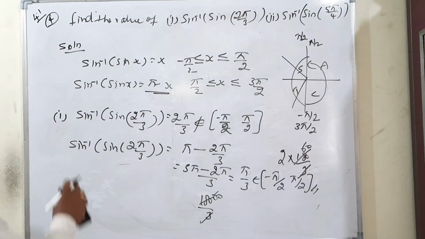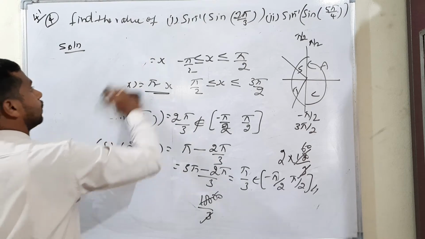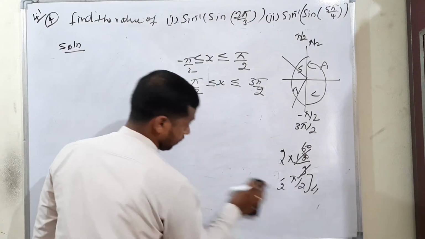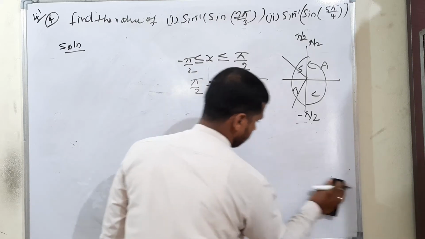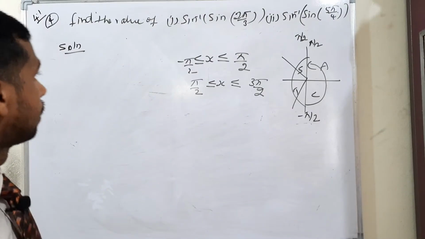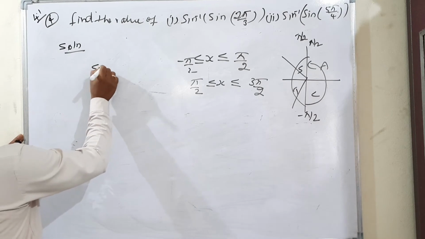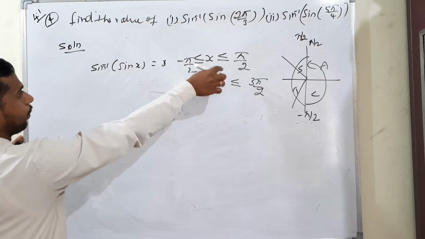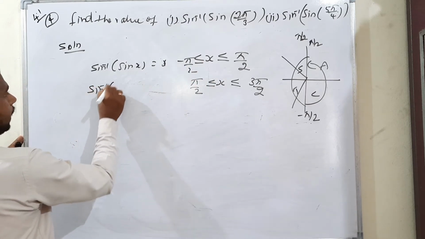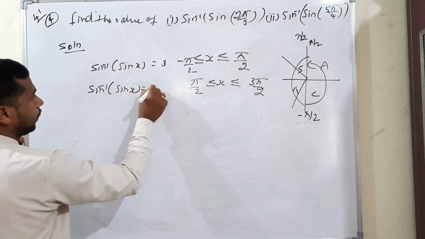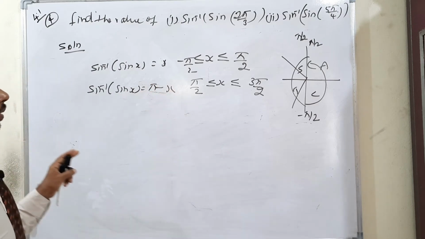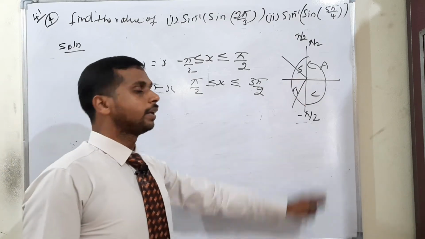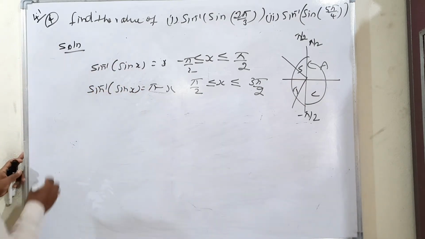Okay. Moving to subdivision 2. First case, actually sine inverse sin x is equal to x when x belongs to negative pi by 2 to positive pi by 2. Second case, sine inverse sin x is equal to pi minus x when x belongs to positive pi by 2 to positive 3 pi by 2. That is the second quadrant and third quadrant. Okay. Subdivision 2.